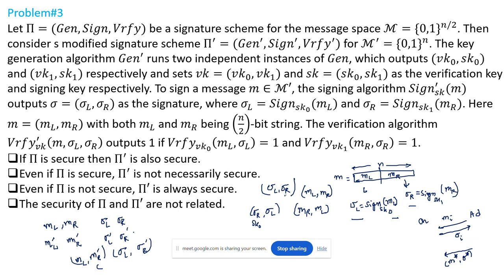The correct answer is, even if pi is secure, pi dash is not necessarily secure. I just showed you how you can generate a valid message signature pair just by accessing the signing oracle. You don't know the actual secret key, but you are still able to generate a valid message signature pair. So that's when we say that pi dash is not secure.